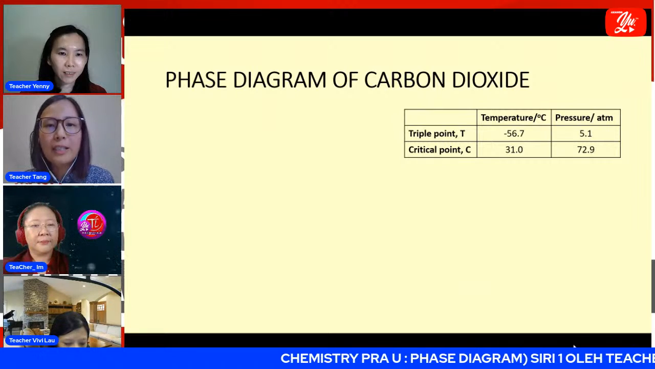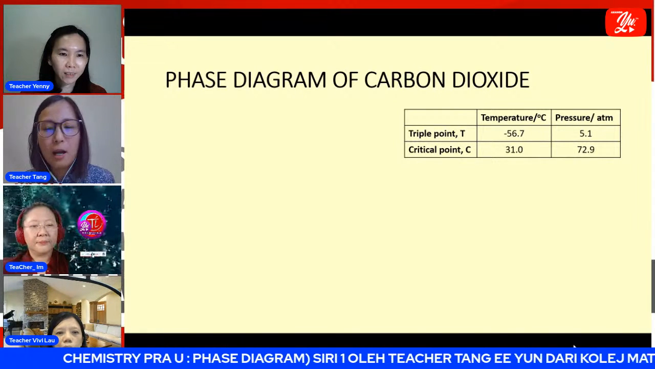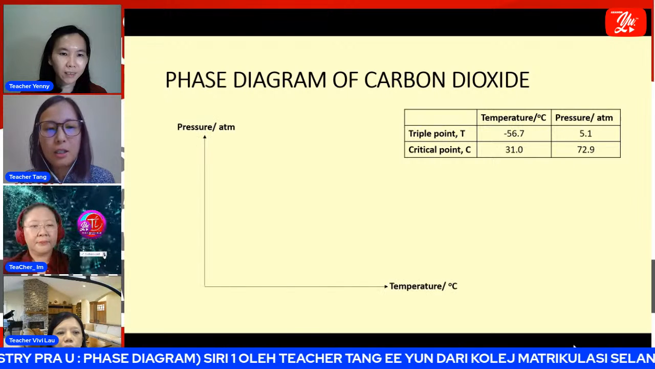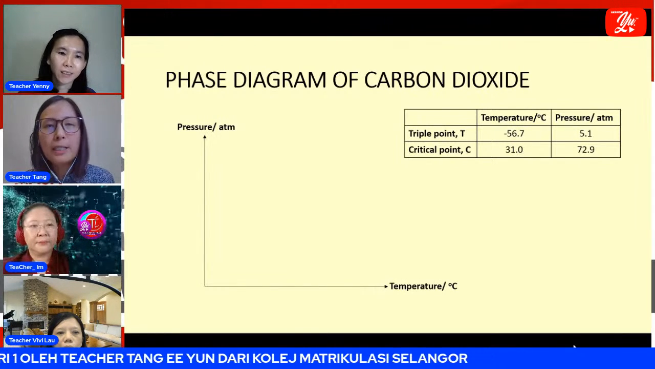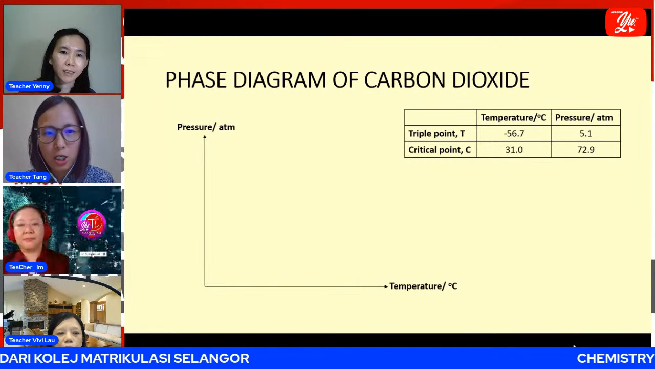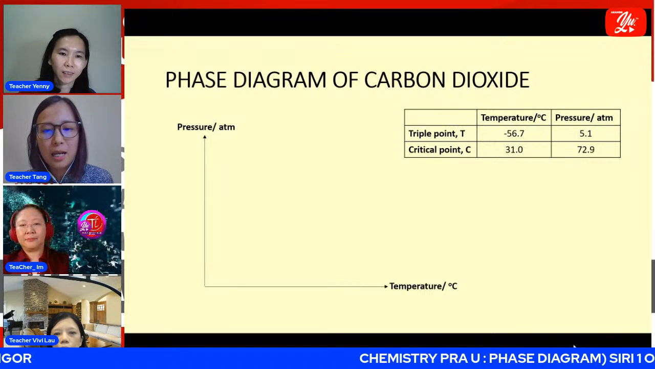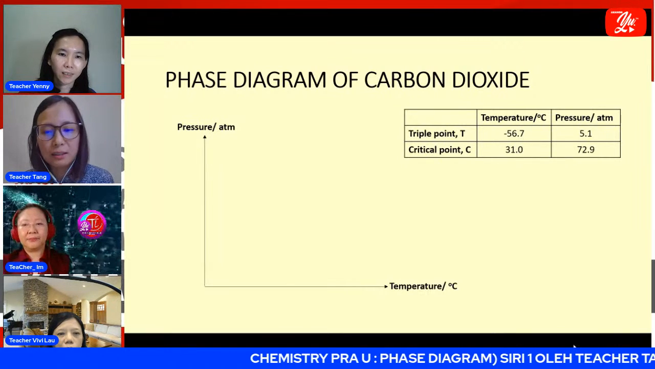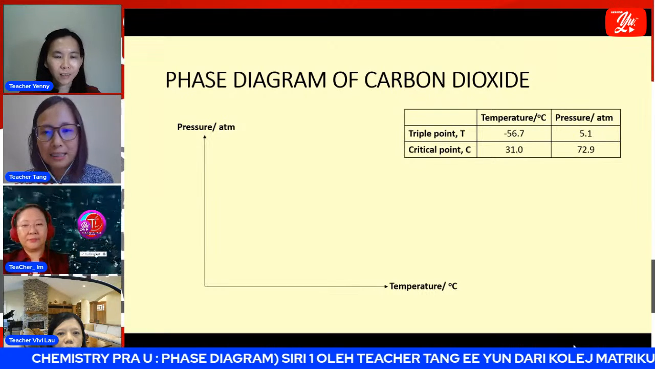To draw a phase diagram, there are 5 items you must remember. First is to draw the axis. For a phase diagram, always have the axis pressure versus temperature. Usually the pressure will be given in atm and the temperature in degrees Celsius. So the first item you need to have is the axis.